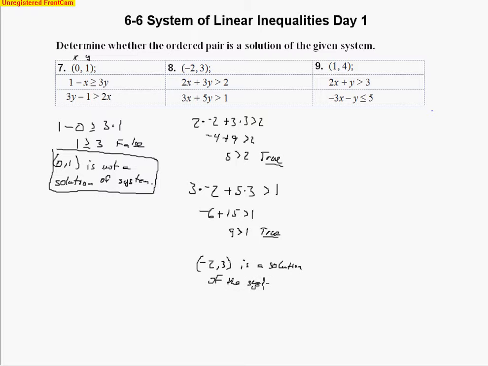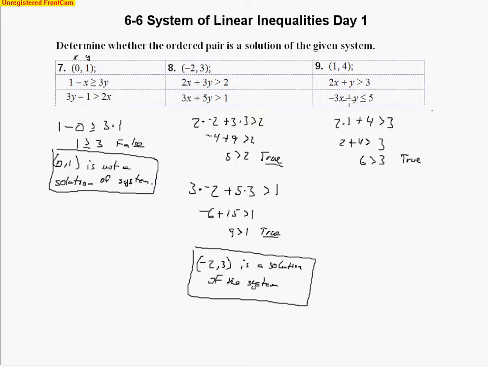So let's take a look at the last one here, and this one shows 1 and 4. So I go ahead and substitute in, so I have 2 times 1 plus 4 is greater than 3. So I do some work there, and I've got 2 plus 4 makes 6, and 6 is greater than 3, so this is a true statement. So far so good, but we have to try the next one.